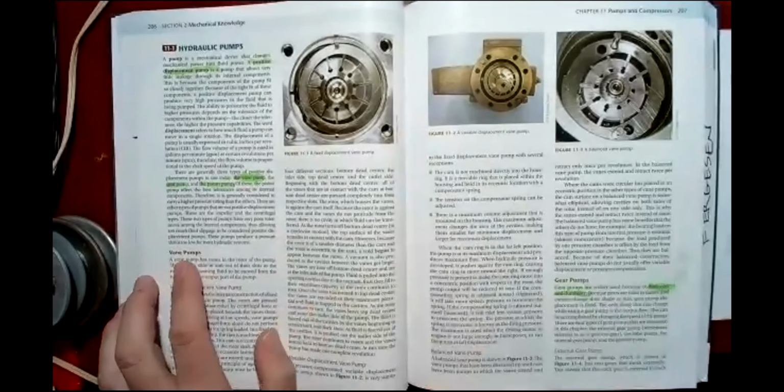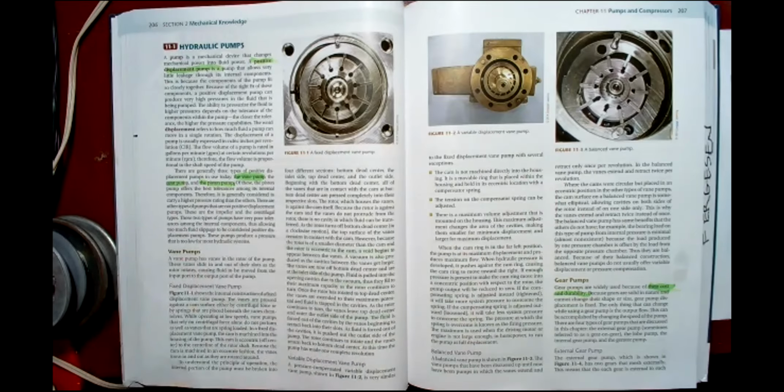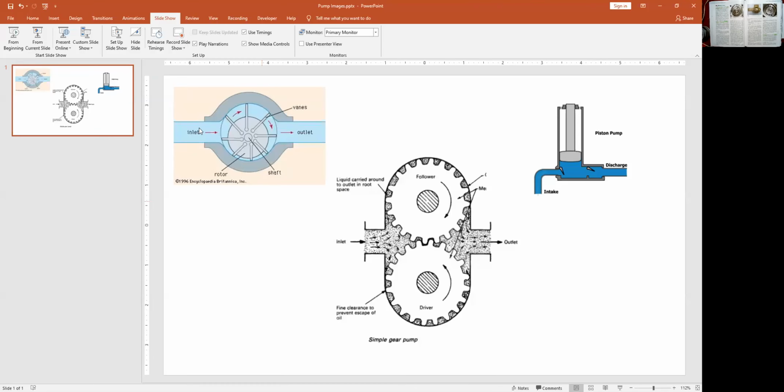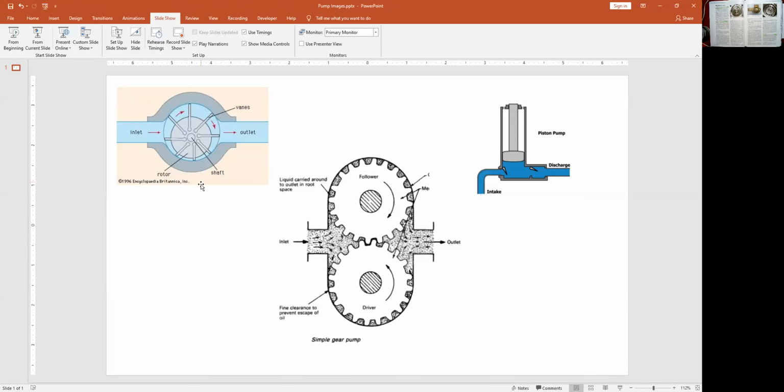Firstly, the book talks about vane pumps. So what I'm going to do is share my screen for a second here. Okay, so I actually have a little presentation put together just to show you 3 different style pumps.